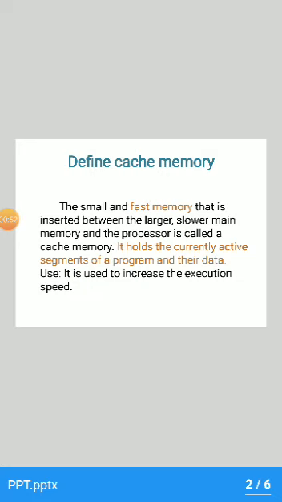In the memory hierarchy, the cache memory is placed in between the main memory and the processor. It holds the currently active segments of a program and their data. The instructions that are frequently executed and recently executed are stored in the cache memory. The currently active segments means the recently executed instructions in a computer are stored in the cache memory.